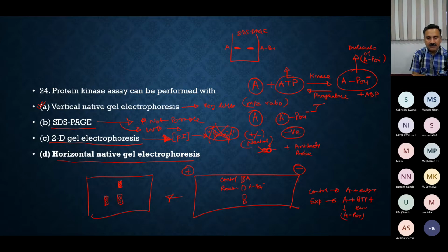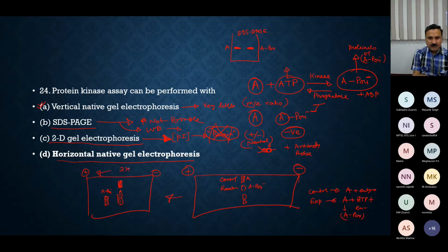So you're going to have this band which is corresponding to A, and this band which is corresponding to A phosphate. Although the difference between the A phosphate and A would be small compared to the charge, you might have to run this for 1 round or 2 rounds or 3 rounds.